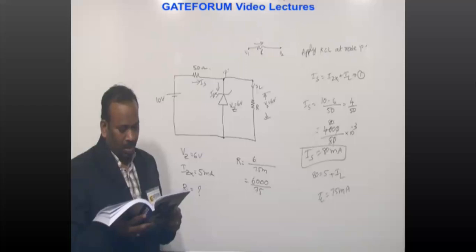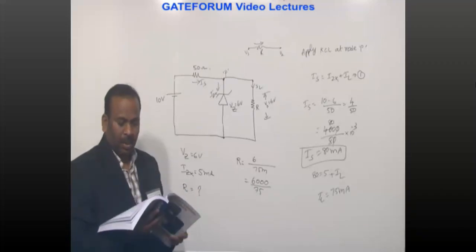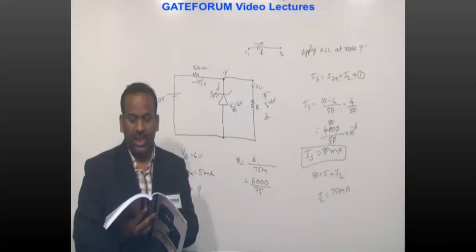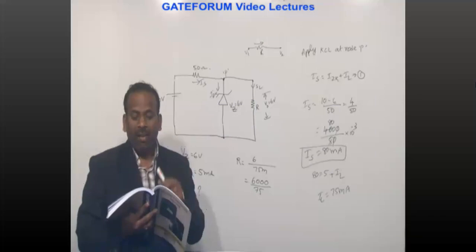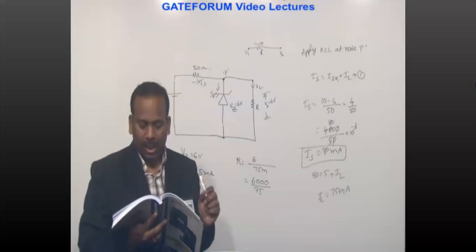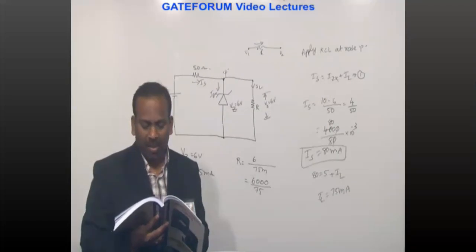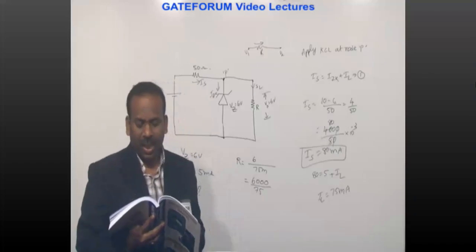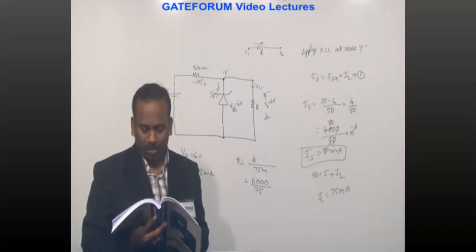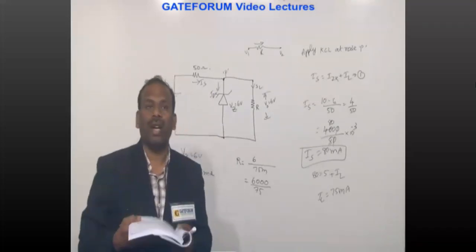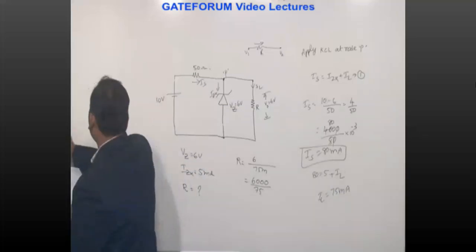Next one. In a voltage regulator, load current IL varies from 100 milliamperes to 500 milliamperes. Assuming Zener knee current is negligible, find the value of R for the below figure.